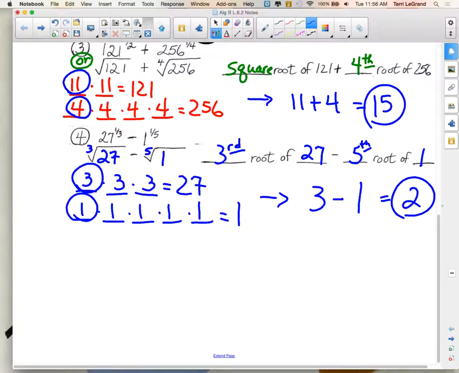Okay, who's working ahead? Check this out on the calculator, make sure we're right. Anybody? Not yet? Right.